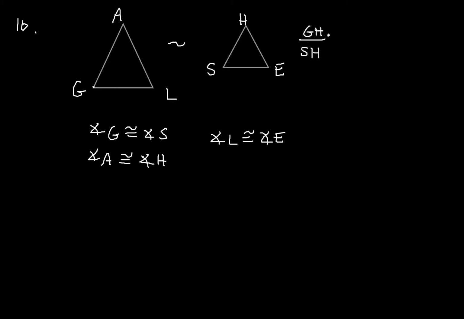Now we'll go AL. Whoops, where did I get HL? AL is going to be proportional to HE, and all these proportions are going to be equal. And then LG, so L to G, is going to be proportional to ES. And those are your 6 different things that they wanted you to write. 3 pairs of congruent angles, 3 equal ratios.